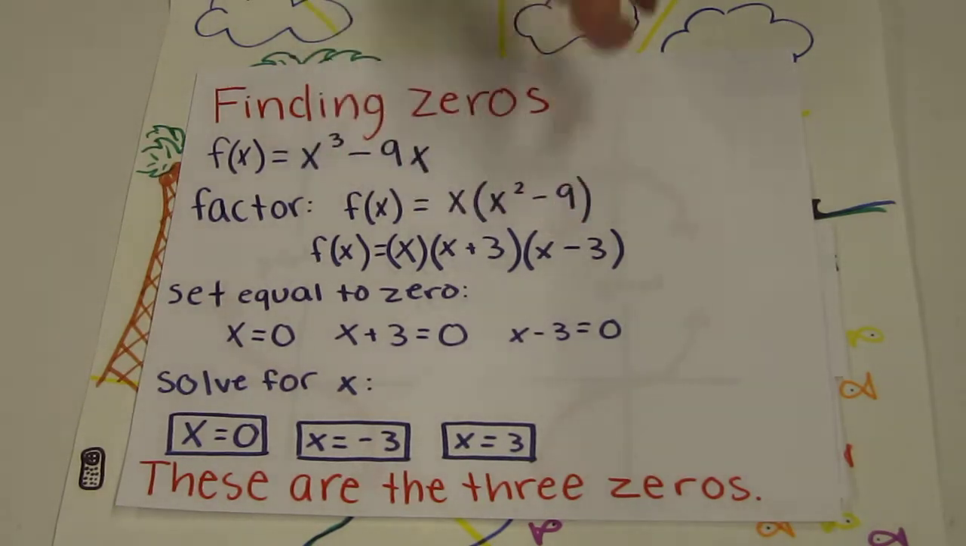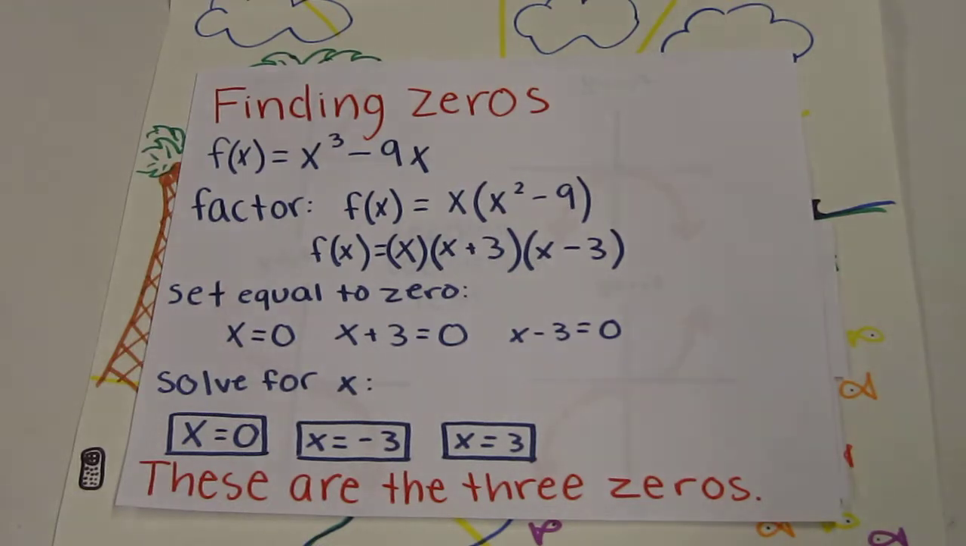To find the zeros, set each one equal to 0. x equals 0, x plus 3 equals 0, and x minus 3 equals 0. Solving for x gives you x equals 0, x equals negative 3, and x equals positive 3. These are the x-intercepts, and we'll plot them in a bit.